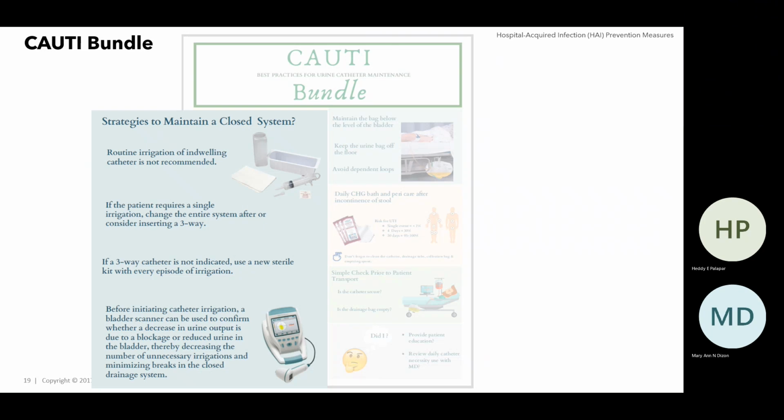Before initiating catheter irrigation, a bladder scanner can be used to confirm whether a decreasing urine output is due to a blockage or reduced urine in the bladder, thereby decreasing the number of unnecessary irrigations and minimizing the break in closed drainage system. If an indwelling catheter is known to be obstructed by sediment, not blood clots, it is best practice to change out the entire system.